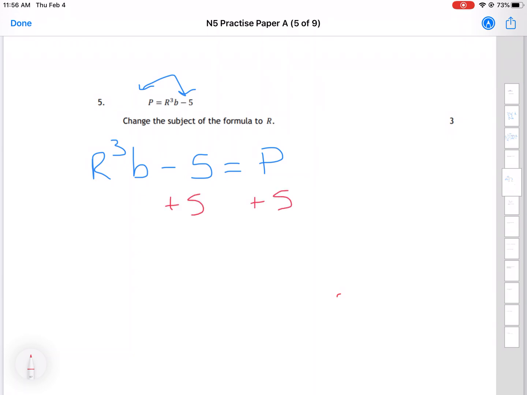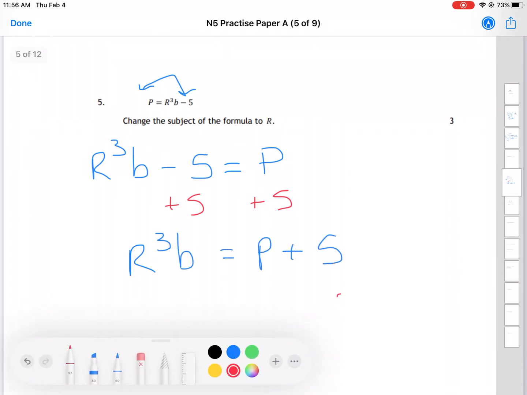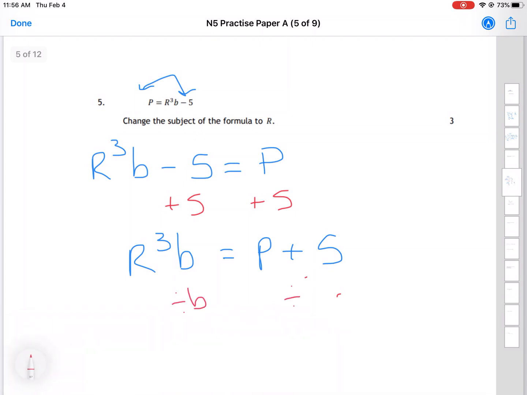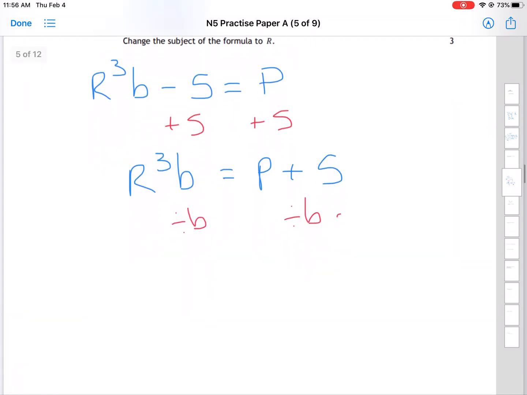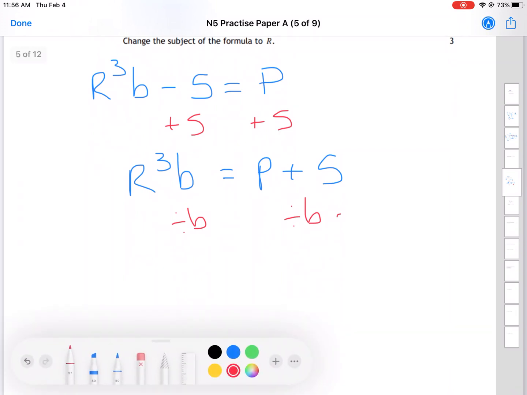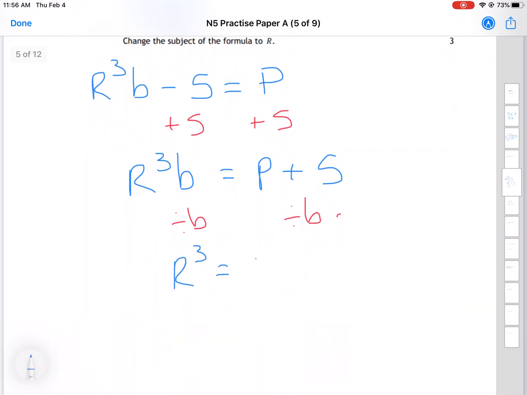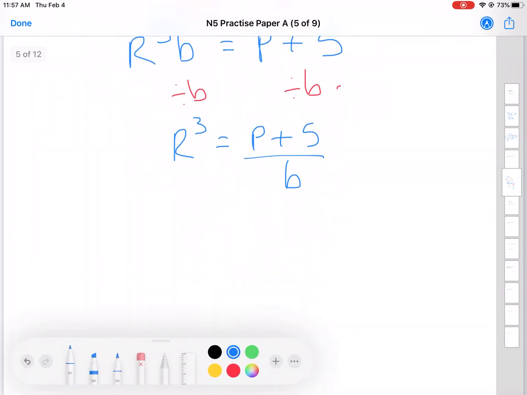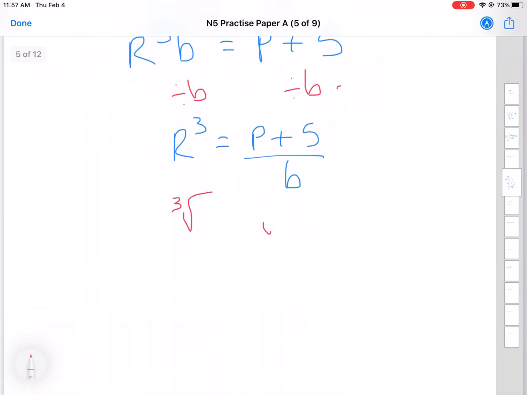So add 5 first of all, gives me R cubed B equals P plus 5. That's R cubed times B, so divide by B on both sides to be left with R cubed. That equals P plus 5 all over B. And then, as I mentioned earlier, to undo a cube, we have to cube root. Now we've seen this recently with the volume similarity questions. We were working volume down to length, so we had to cube root. So we've got to cube root this as well.